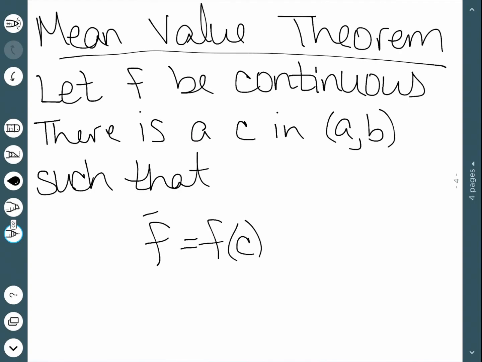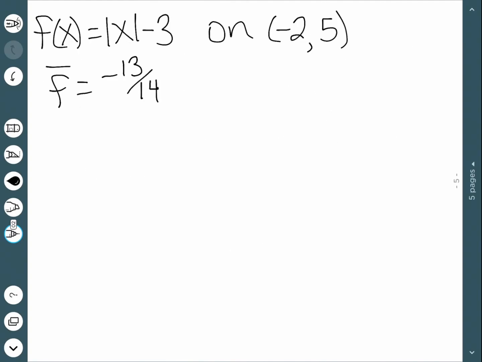So let's look at this. We did this example earlier in the video where we used the function absolute value of x minus 3 on the interval -2 to 5 and found the average value to be -13/14. What the mean value theorem says is that if I set my function equal to my value, there will be some solution in the interval -2 to 5.